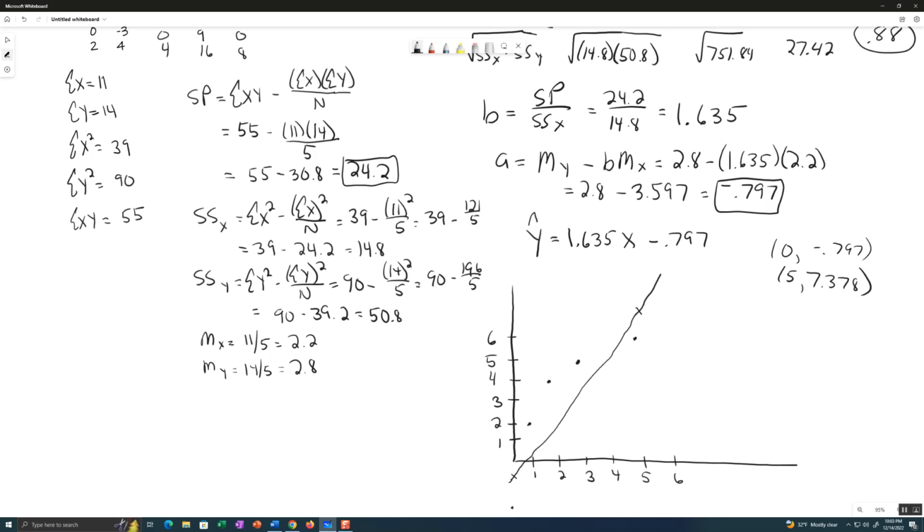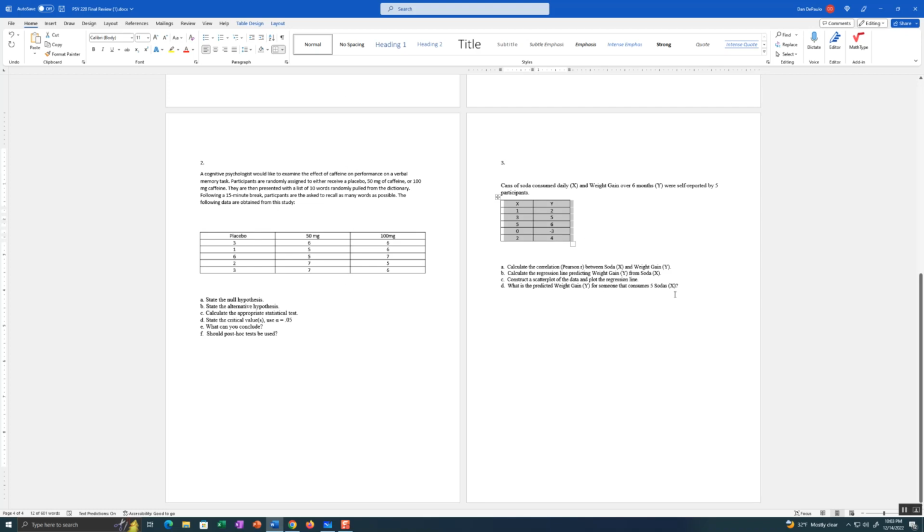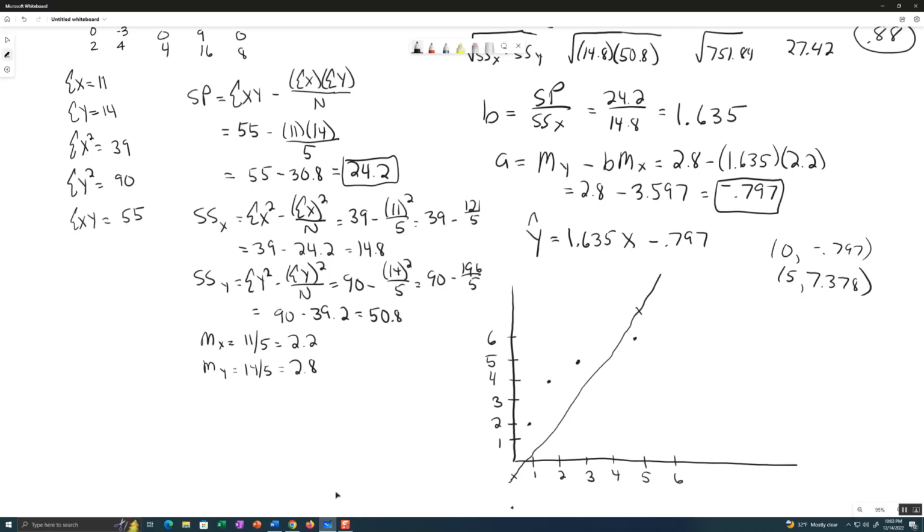Now, what is the weight gain for a value of 5? 5 sodas. What's the Y? What's the weight gain for someone who consumes 5 sodas? So we already solved that because I plugged that in to find the point on the line. So it's right here. So if you consume 5 sodas, if X is 5, the Y value on the line is 7.378. So someone that consumes 5 sodas daily tends to gain 7.378 pounds.